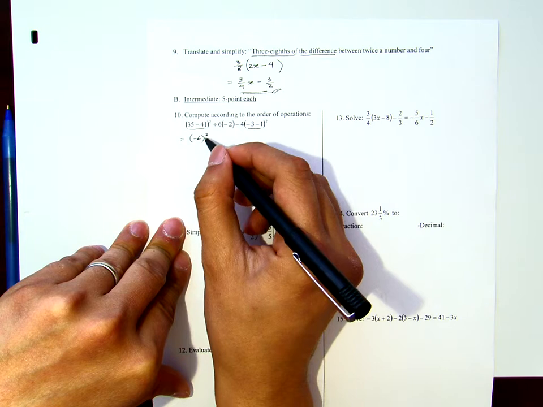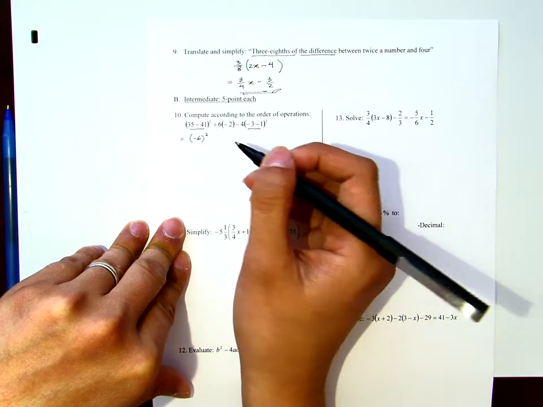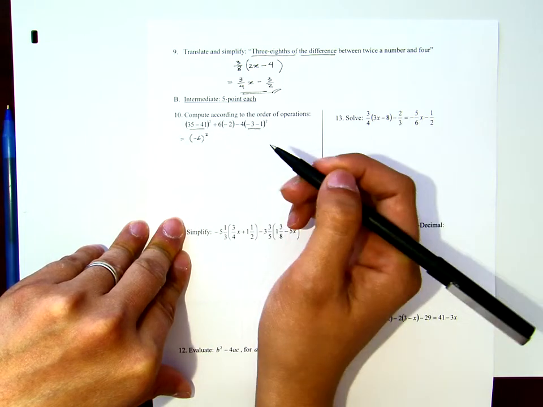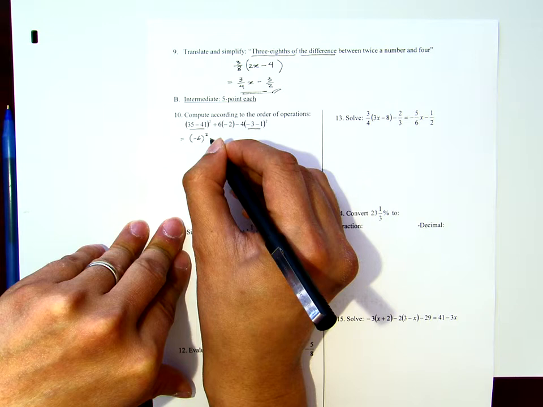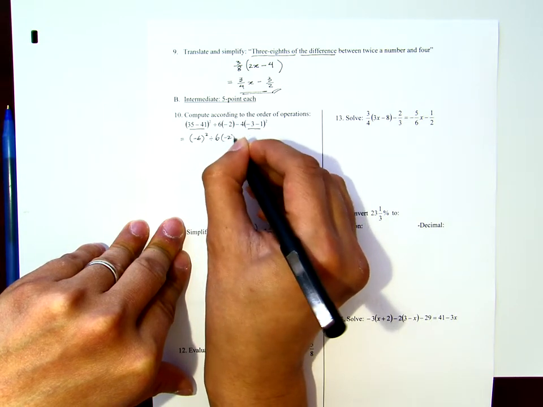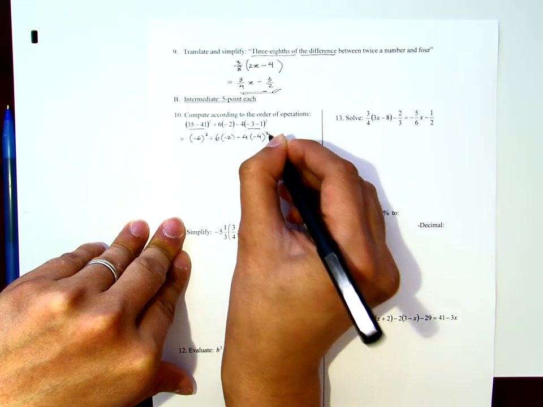If you forget the parentheses, then in the next step you should just square the 6, right? But in this expression here, we are squaring the difference of 35 and 41, divided by 6 times -2 minus 4 times -4 squared.